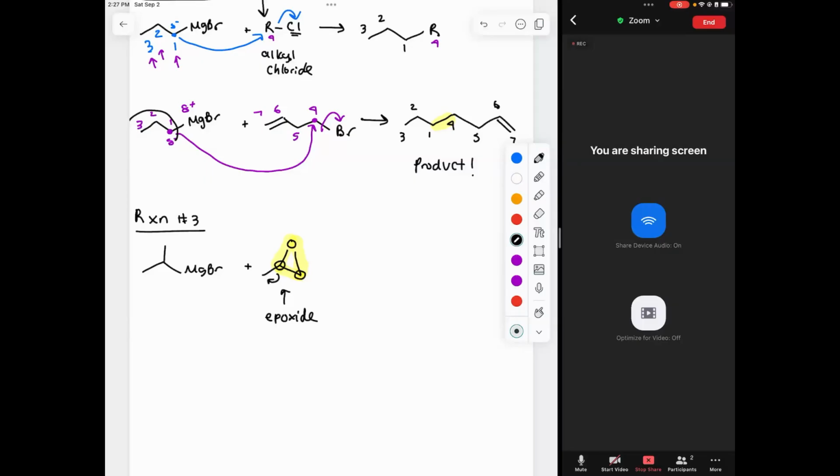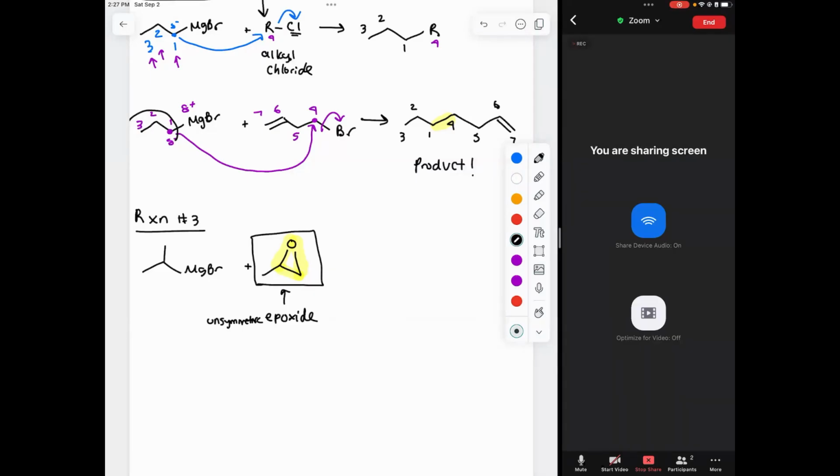and this side has an empty space here, but basically there are two hydrogens here. We just don't show them. But notice that this right here is not symmetric. So this is an unsymmetric epoxide, right? Unsymmetric epoxide.